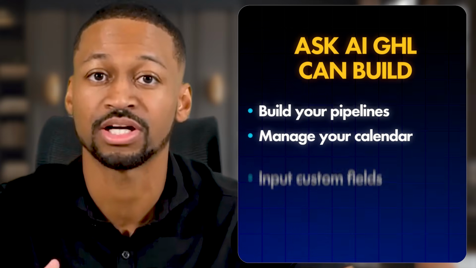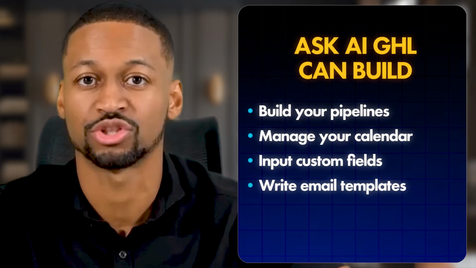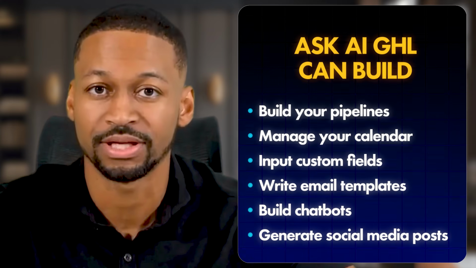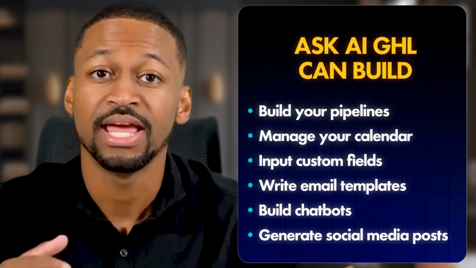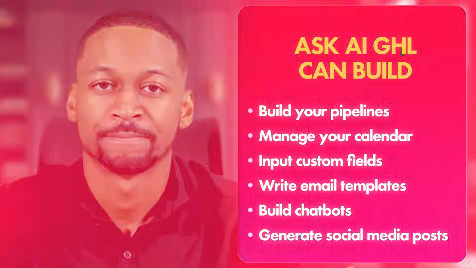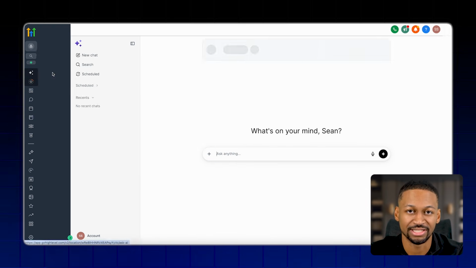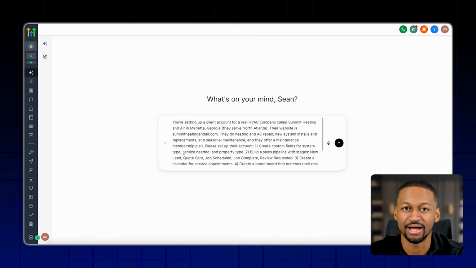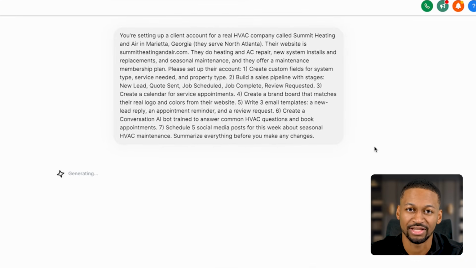Real actions. It can build your pipelines, your calendars, your custom fields, your email templates, your chatbot, even your social media posts. So instead of loading a generic template and fixing it, you just describe the business and it builds the whole thing custom. So let me show you what this looks like with Summit Heating and Air. Instead of hunting down some HVAC snapshot, I just open up Ask AI and I type out what I want. So I tell it, you're setting up a brand new account for a real HVAC company called Summit Heating and Air in Marietta, Georgia. They do AC repair, heating repair, new installs, and seasonal maintenance.